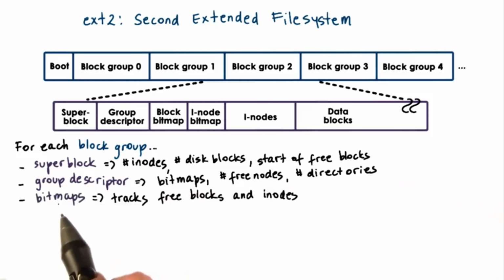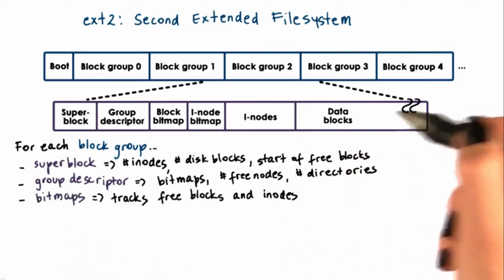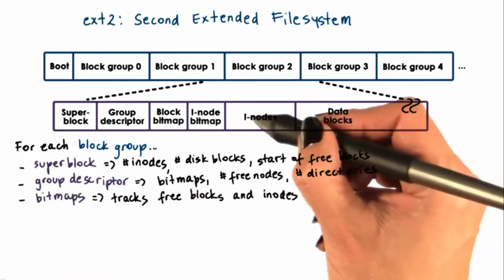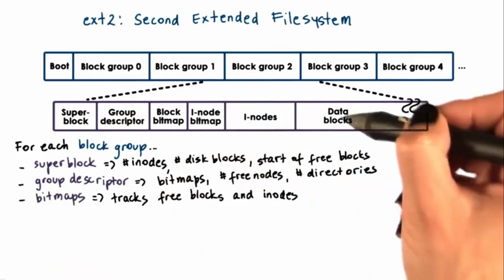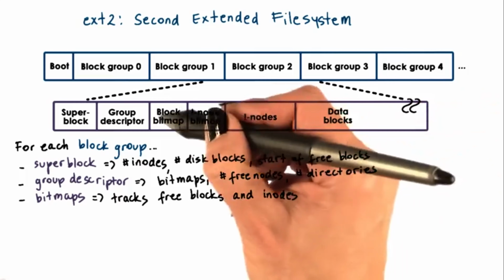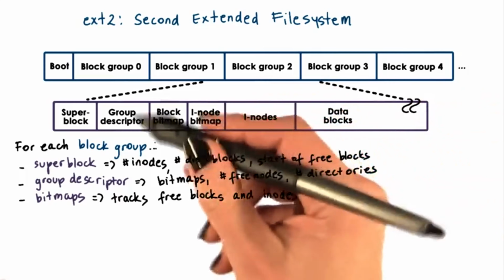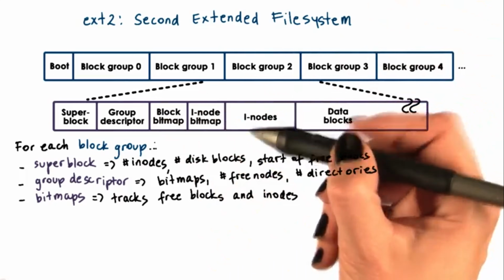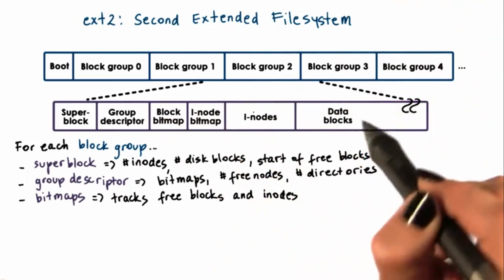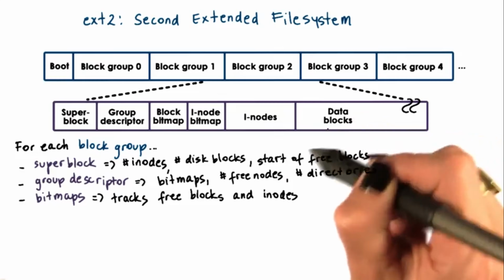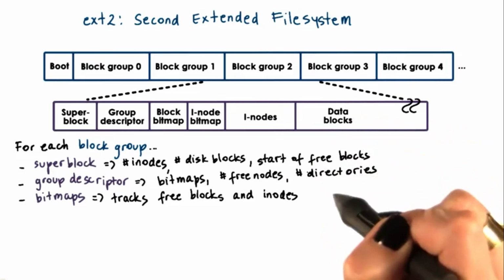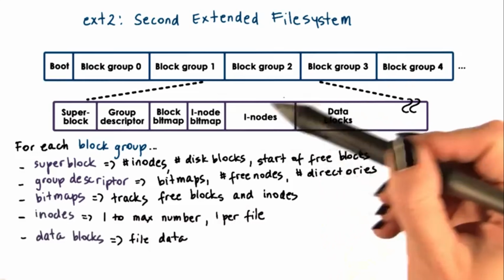The bitmaps are used to quickly find a free block or a free inode. So for every single inode in this particular group and every single data block, the bitmap will be able to tell the upper layer allocators whether that inode component or that data block are free or they're used by some other file or directory. Then come the inodes.